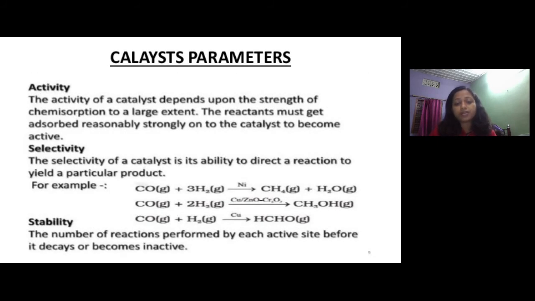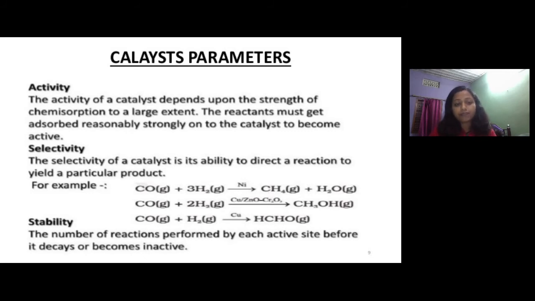Catalyst parameters include activity. The activity of a catalyst depends upon the strength of chemisorption to a large extent. We know physisorption, chemisorption. There are two types of adsorption, chemisorption and physisorption, and catalyst activity mainly depends on chemisorption. The reactant must get adsorbed reasonably strongly on the catalyst to become active.